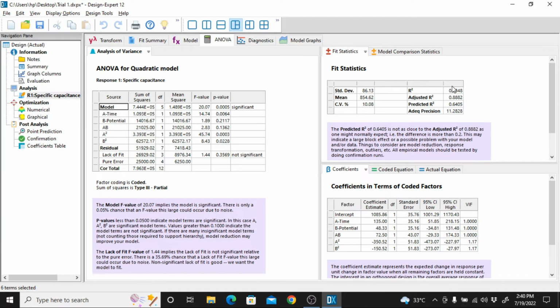So the aim here is to get all the R-square values close to 1. A value of 0.8 and above is good enough. So in this case, the predicted R-square is not so good, so we're going to repeat some experiments.